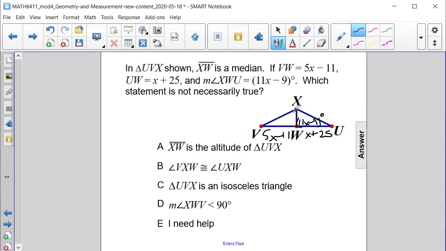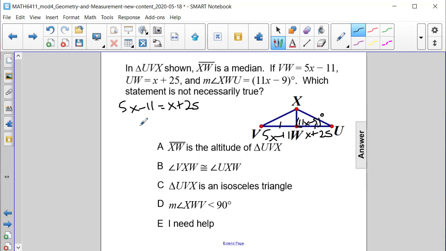Well, let's actually examine our algebraic expressions and the properties that we are given to see which of these are true or not necessarily true. First, let's start with the fact that XW is a median. When XW is a median, it splits the opposite side into two congruent pieces. So therefore, 5x minus 11 will be equal to x plus 25. Let's solve for x to determine its value.